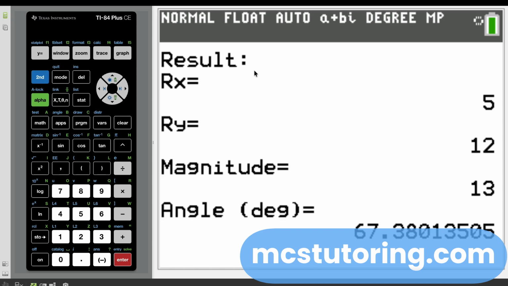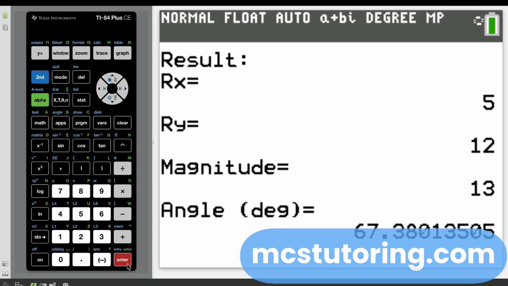The resultant x is 5, the resultant y is 12, and the magnitude is 13, and the angle is approximately 67.38 degrees. The magnitude of 13 is a clean answer. It's the 5, 12, 13 Pythagorean triple. And notice that the program gives you both the component form and the polar form of the result in just one step. That's fantastic. Normally, you need to compute the square root and then an inverse tangent separately.